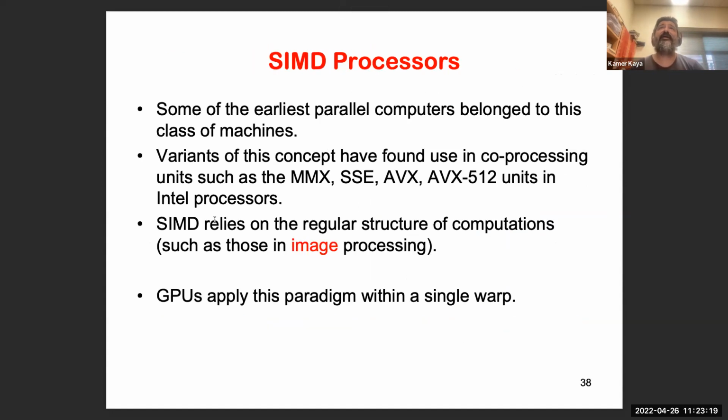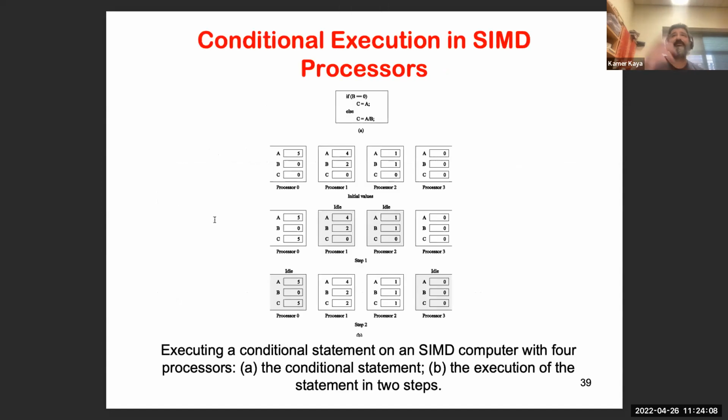We can skip that. So SIMD processors. We are going to GPUs, in fact, step by step, so we are still talking about CPUs though. Some of the earliest parallel computers belong to this class of machines, SIMD processors. Variants of this concept have found use in co-processing units such as MMX, SSE, AVX, AVX-512 units in current processors, and not only on Intel processors, other processors also have their vectorized instructions, this is how we call them, vector instructions, okay? SIMD relies on the regular structure of computations, such as those in image processing, and GPUs apply this paradigm within a single warp.